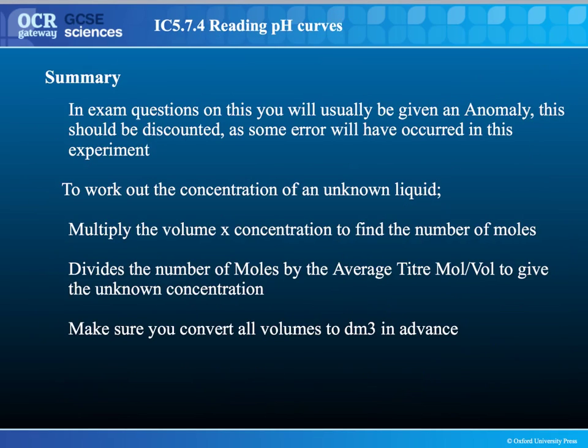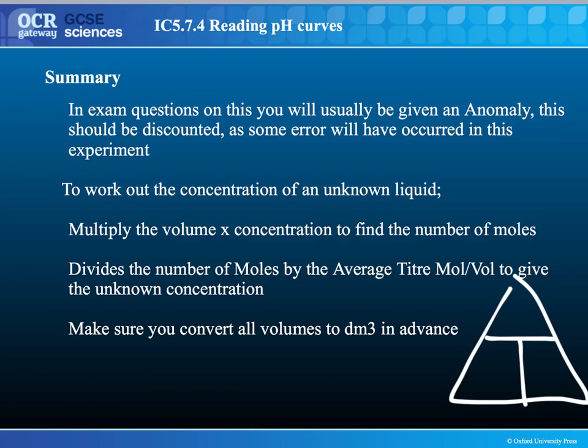So in summary, whenever you get a calculation on this in exams, you will be given an anomaly. Make sure you discount it. The reason for that is probably some sort of error in the experiment. Don't forget the equation that you're using, the number of moles divided by the volume times by the concentration. And to work out the concentration of an unknown liquid, firstly, step 1, multiply the volume times by the concentration to find the number of moles.